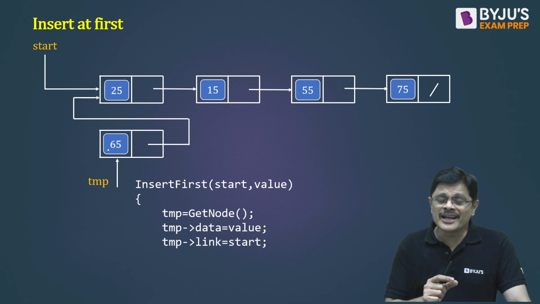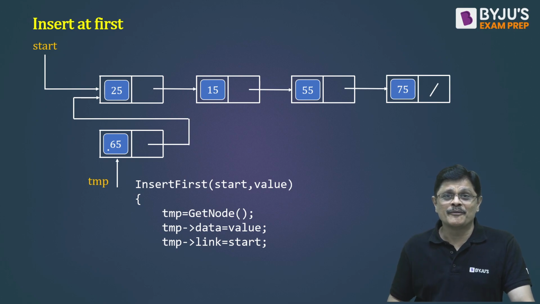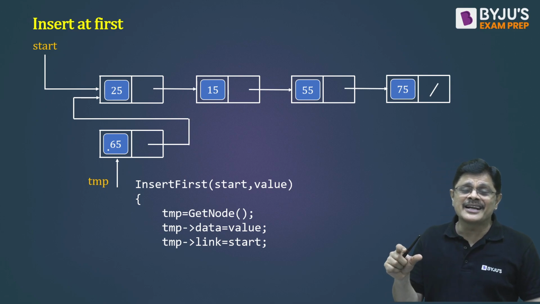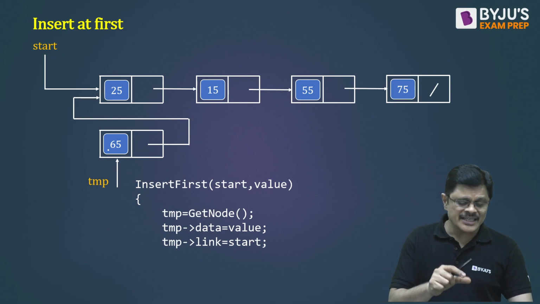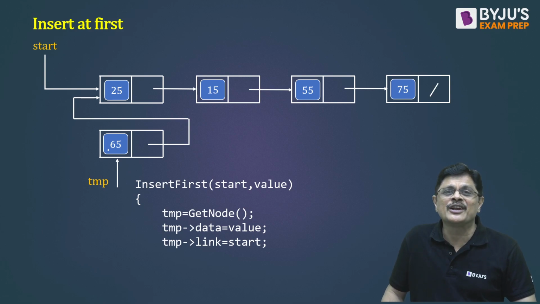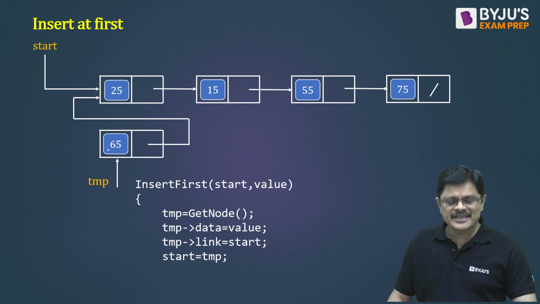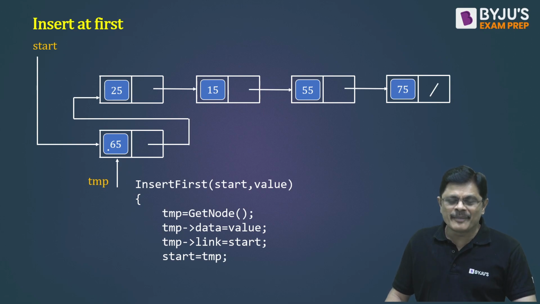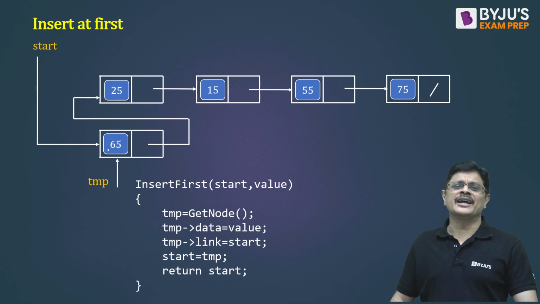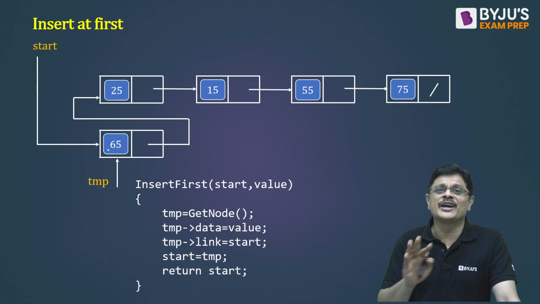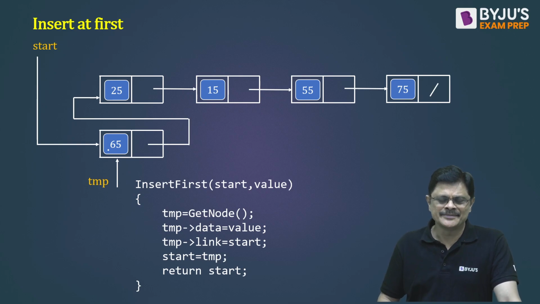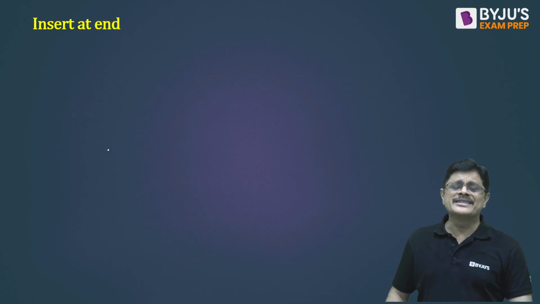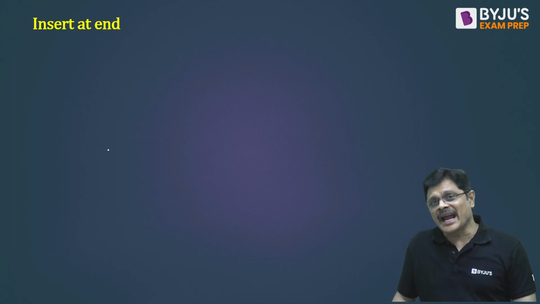But you are still not able to access this node with start of the linked list, because the entire linked list can be accessed with start, but start is still pointing to the node containing the value 25. So we need to update the start link also. Update start link to TMP. With this, your new start node will be the newly inserted node. So this is how we do the insertion in a singly linked list at the beginning of the singly linked list. Am I clear?